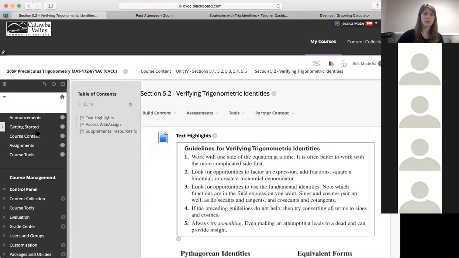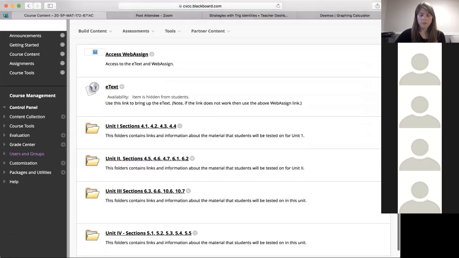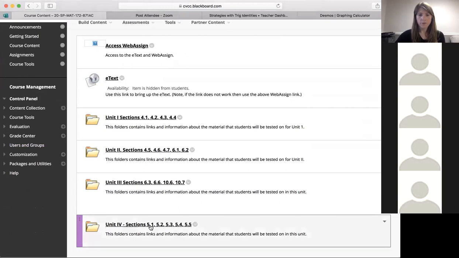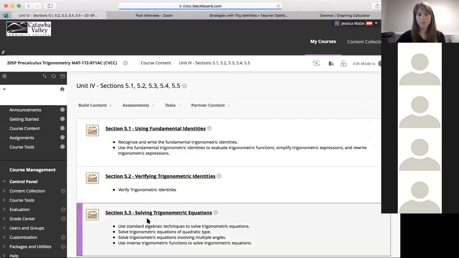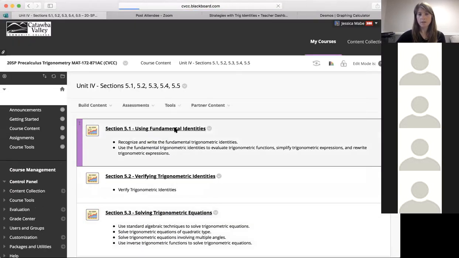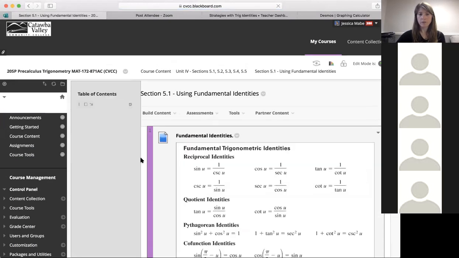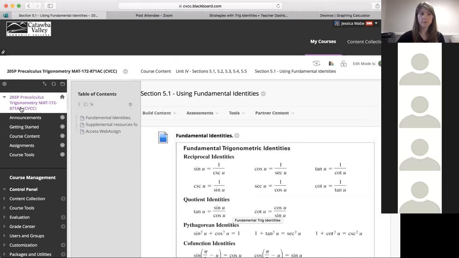I was in our course content, and just a quick reminder, if you want to print those boxes before Unit 4, 5.1 has that large fundamental identities box right here. That's kind of where I pulled it from and dropped it into the PowerPoint. So you can go over here, copy and paste that into a Word document, print it off. And then in 5.2, there's a few more examples in that course content. But where we want to go now is in your assignments tab.